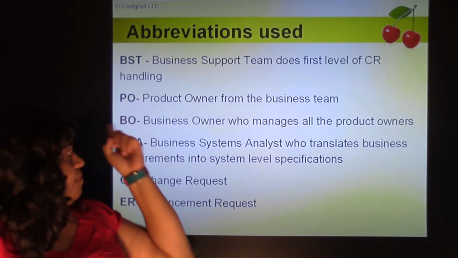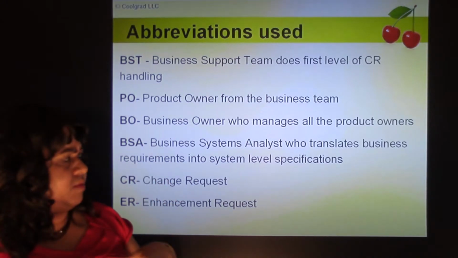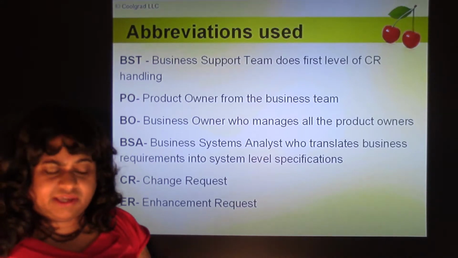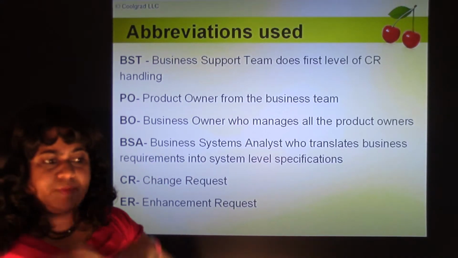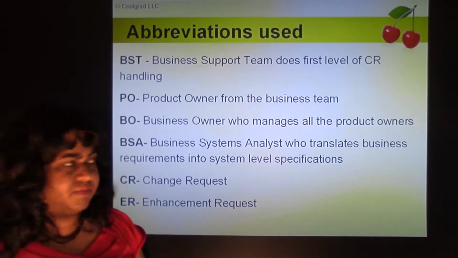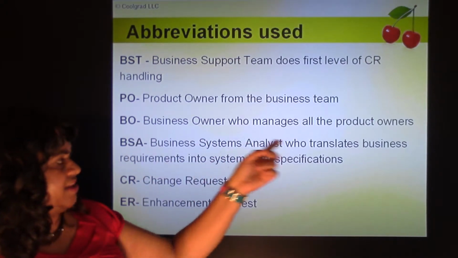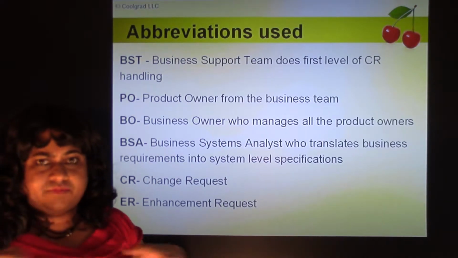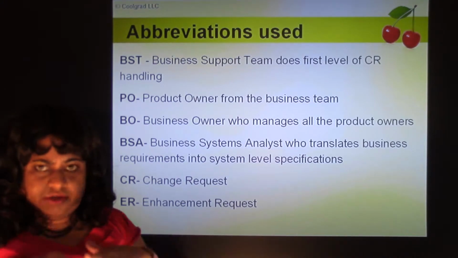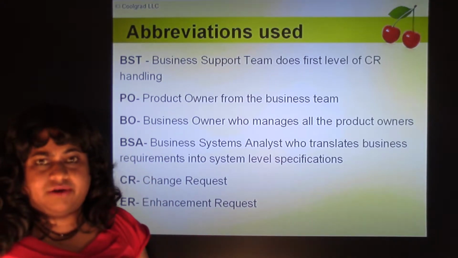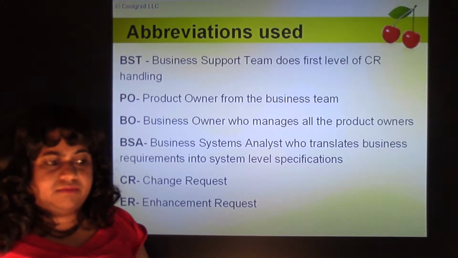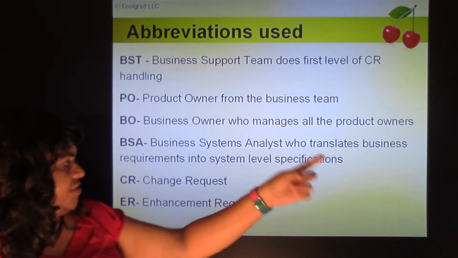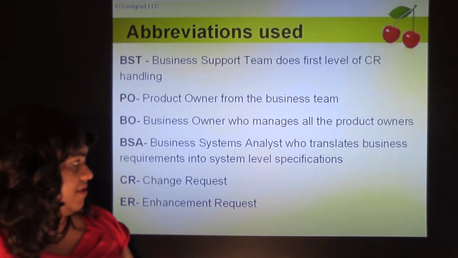And then there's the product owner. PO means product owner. Product owner is from the business team, so a project may have multiple product owners for each track. They give you the business requirements, write the user stories, and make sure from a business perspective it's working fine. Then the business owner manages all the product owners. So business owner is one level above all the product owners. Usually the product owners report to a business owner, and he is the next level of escalation. BSA, Business Systems Analyst, translates business requirements into system level specifications.